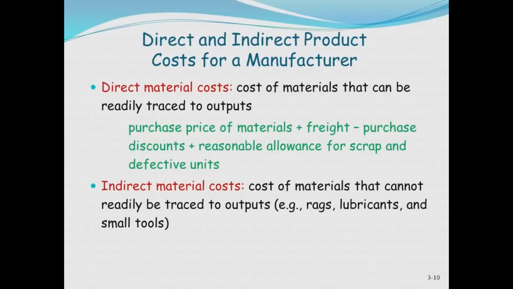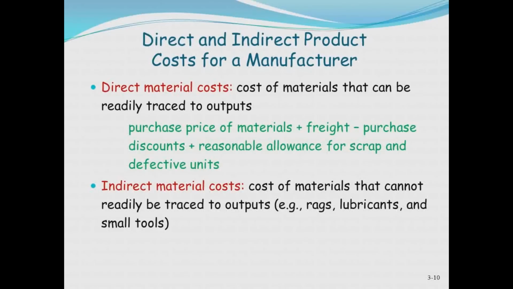So if you think about direct and indirect costs for a manufacturer, some direct costs are direct materials costs, and that is some relationship between the price you pay for those materials plus the freight for shipping those materials to your site, minus any discounts that you might have gotten on those materials, which factors into the price. And then you have to give an allowance for scrap and shrinkage and defects and things of that nature. So that would be your direct material cost for producing something.